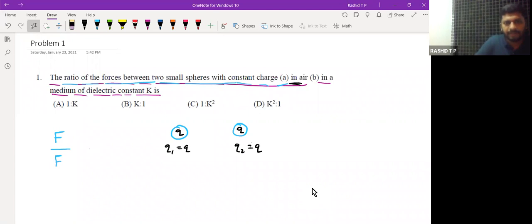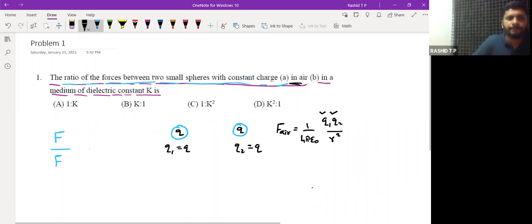Now let us write the force between them in air, F air. We have the expression 1 by 4 pi epsilon 0 Q1 Q2 divided by R square. This is the general form of the Coulomb force. Now here Q1 and Q2 both are the same, that is, we have Q. Therefore, F air I can write as 1 by 4 pi epsilon 0, Q into Q, that is Q square, divided by R square.